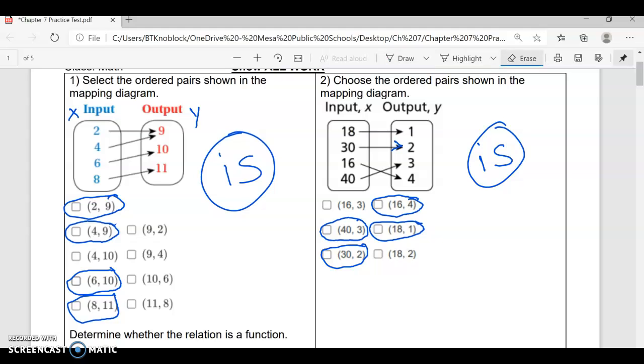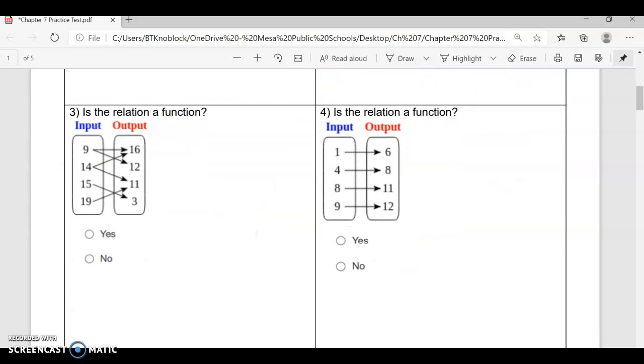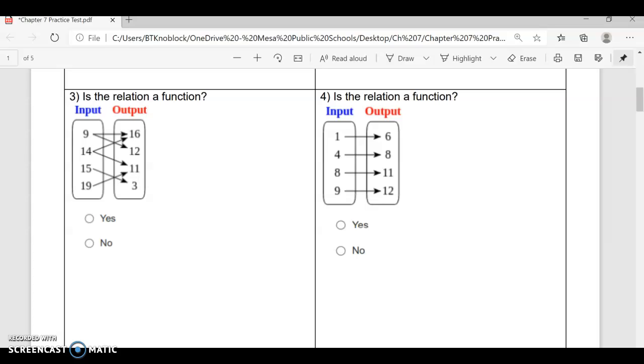All right, let's look at number 3. So this one right here is a good example. See how 9 goes to 16 and 9 goes to 12? That means no, it is not a function. You cannot have an input going to two different outputs. So number 4 is okay because they all go to one output.